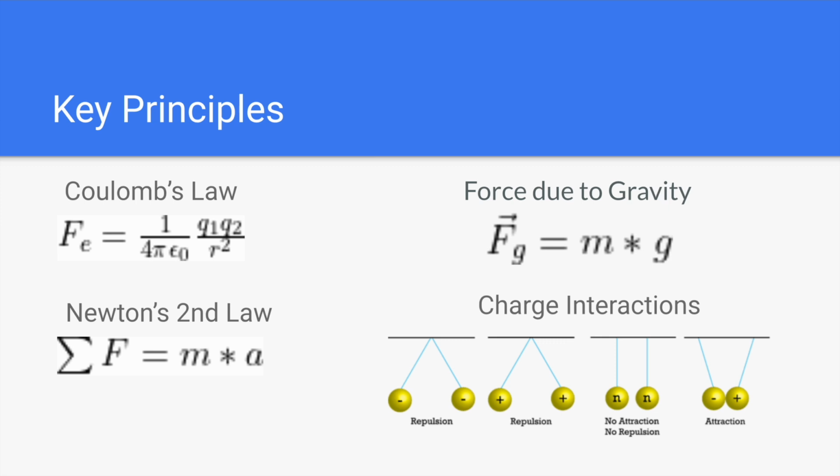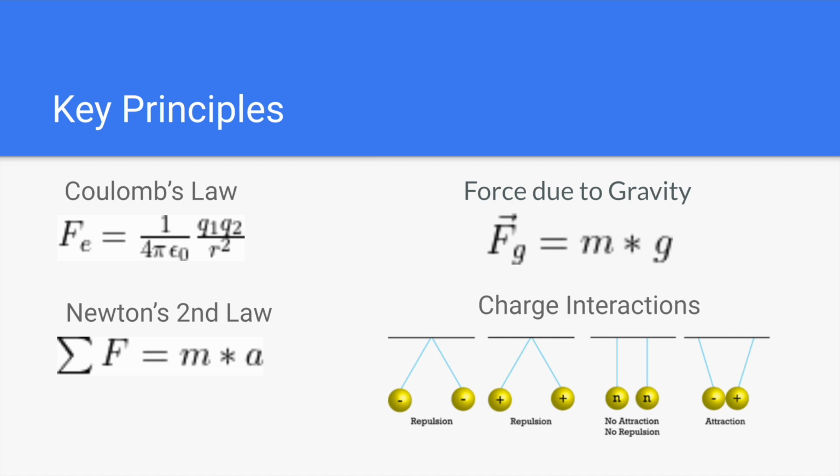So some key principles that we want to know before we go into this lab is Coulomb's law, first of all, that the magnitude of the electrical force is equal to 1 over 4 pi epsilon 0 times Q1 times Q2 over R squared. In this case, we assumed that Q1 is equal to Q2, so we can simplify the numerator to be Q squared over R squared. And then the force due to gravity is calculated multiplying mass times g, where g is 9.81 meters per second squared. And then we need to also understand Newton's second law, where the sum of all forces acting on the system is equal to mass times acceleration.